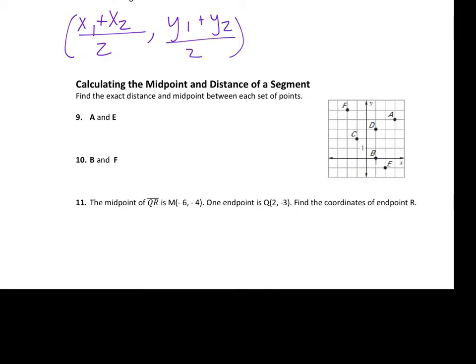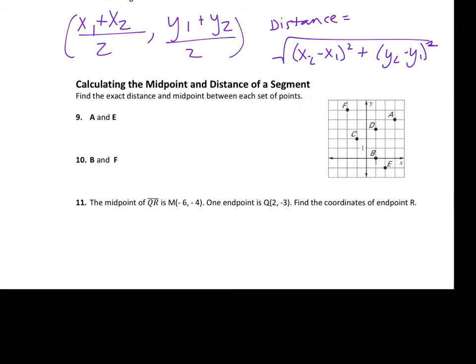Your distance is a little bit different. You're going to take the square root. You're going to actually subtract your x's and then square it, and then subtract your y's, and then square it, and then add those two numbers together and take the square root.